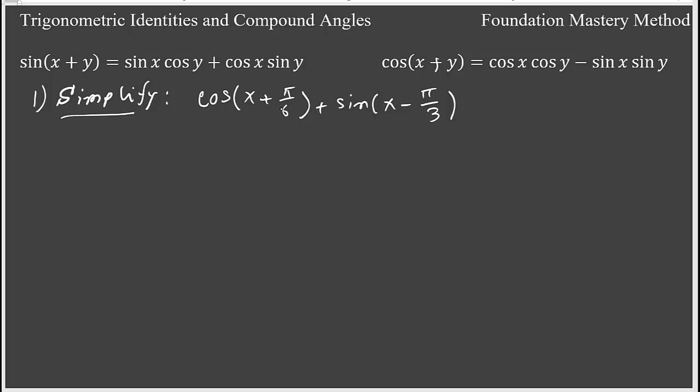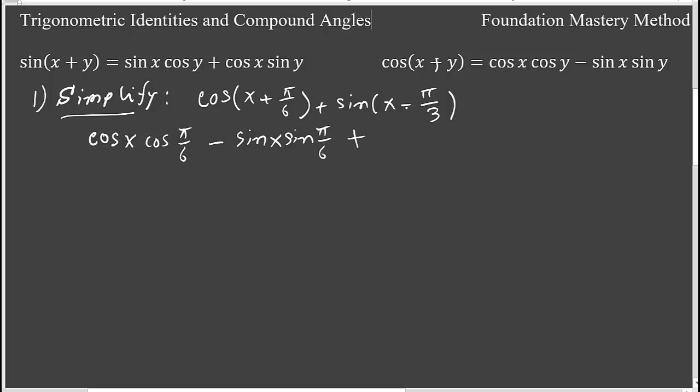Here you have cosine of these, so you can apply this formula here. So you get cosine x cosine pi by 6 minus sine x sine pi by 6. So we are done for the first one.